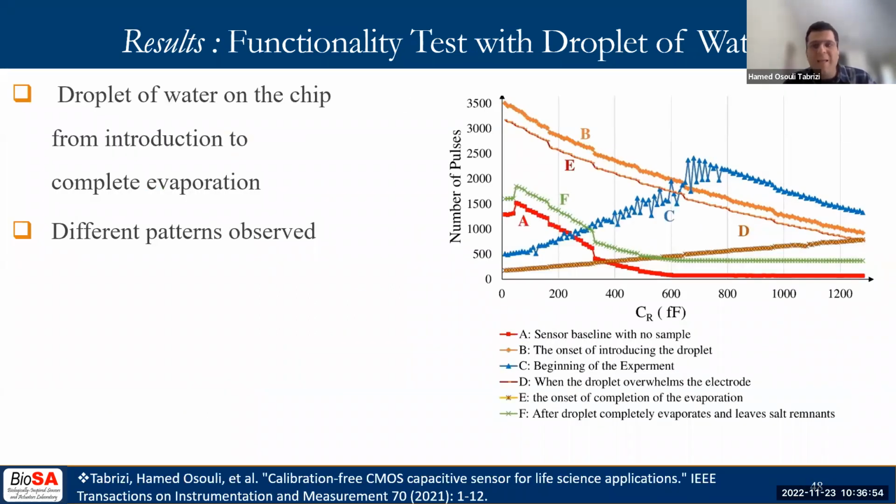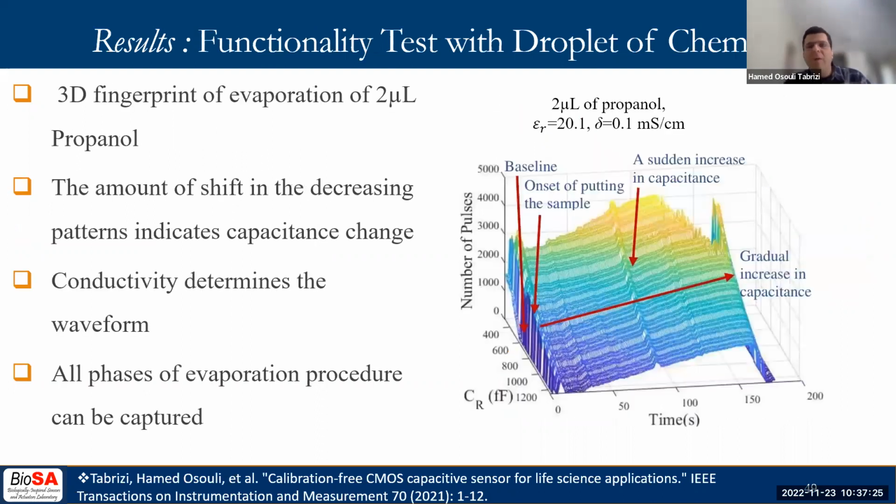These waveforms are baseline that has been captured before putting the sample, which is curve A. Other patterns are seen at the onset of putting of the droplet, curve B, contact of droplet with the electrodes, curve C, gradual evaporation and increase in the conductivity, D, onset of complete evaporation, E, and dryness with salt remnants in F. In a similar experiment with the 2 microliter evaporating droplet of propanol, this 3D profile has been generated.